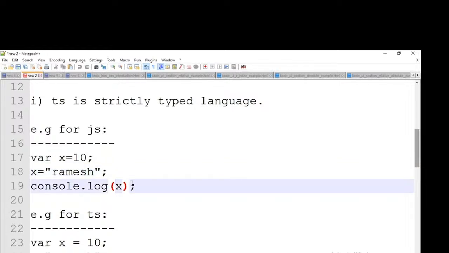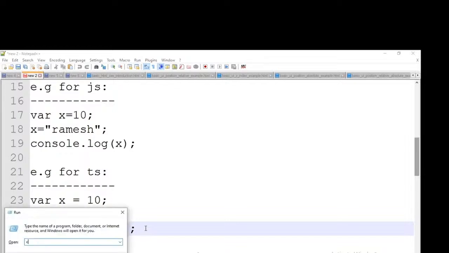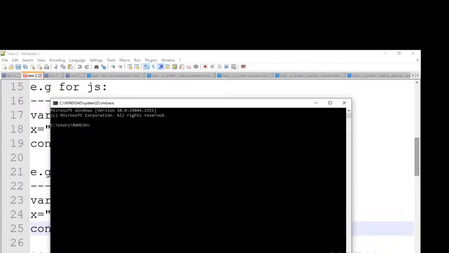For example, the same thing I'm doing with TypeScript: x equal to 10, x equal to Ramesh, and console.log(x). Now what is the output I will get? Respond everybody. What is the output I will get? 10, Ramesh, or error? Error, sir, error.